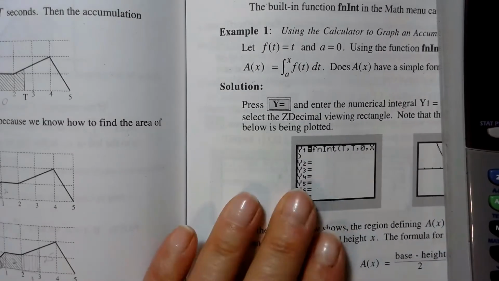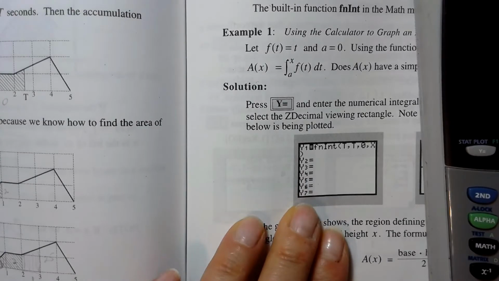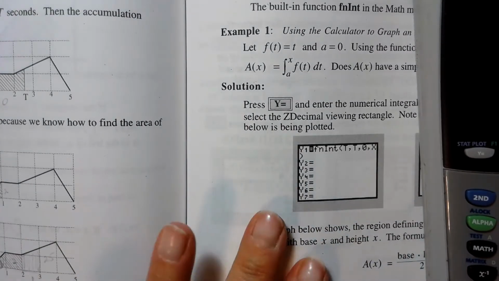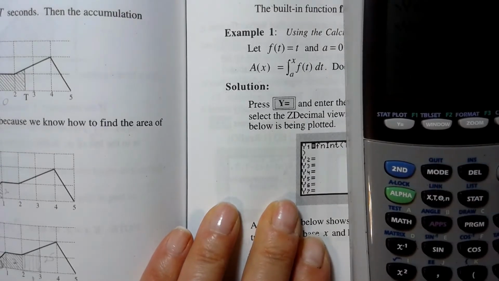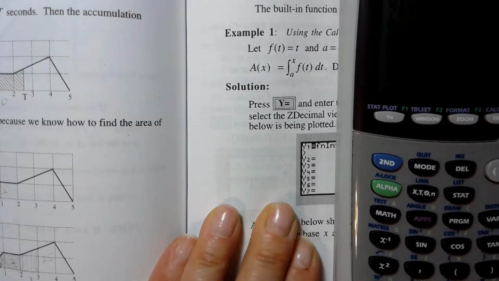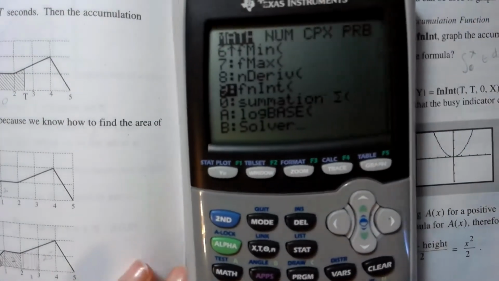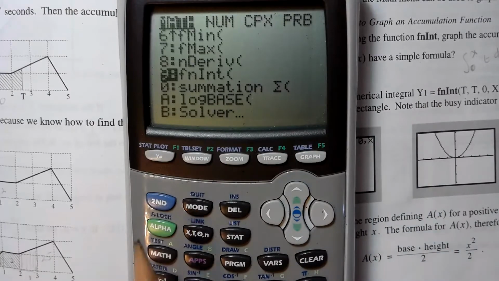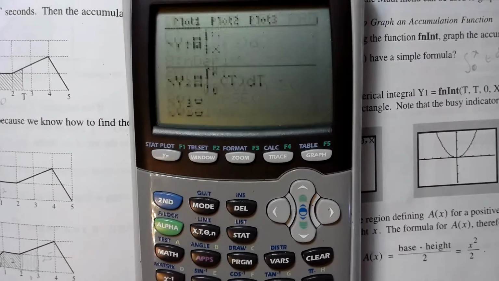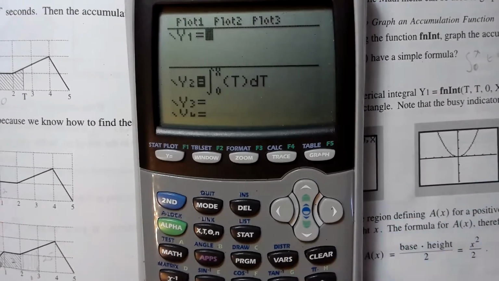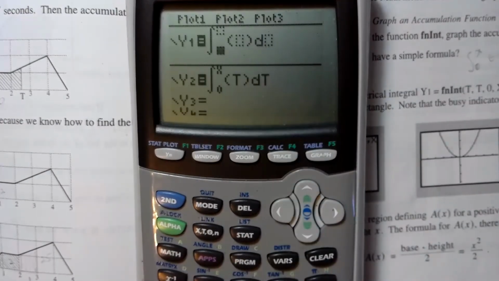So if we go into y equals, you're going to have to put this in terms of t, which we had to before anyway. It's just in this format. It was a little bit weird to me. So what you're going to do is press, I'm going to do it in y1, math 9, which is fnint. If you press math and then scroll to 9, it's fnint. I apologize, you cannot see that, can you? All right, and you press enter. And then this comes up, right?